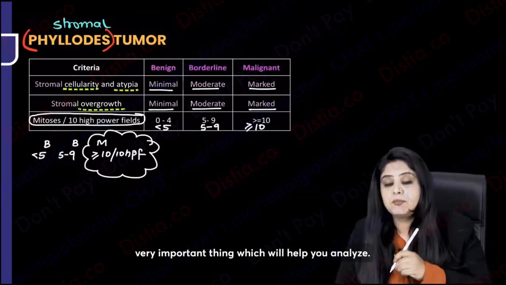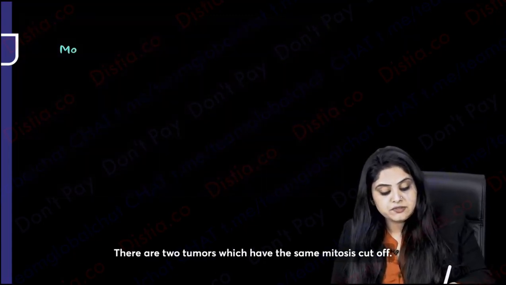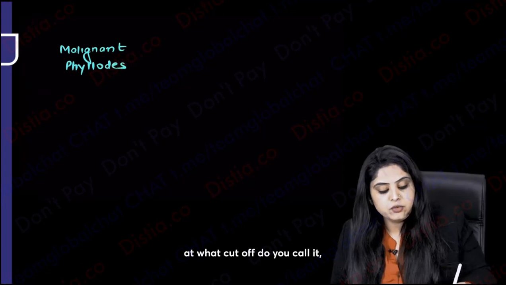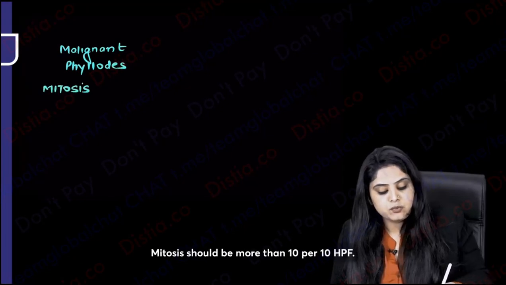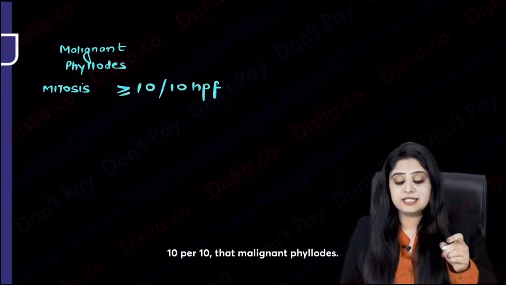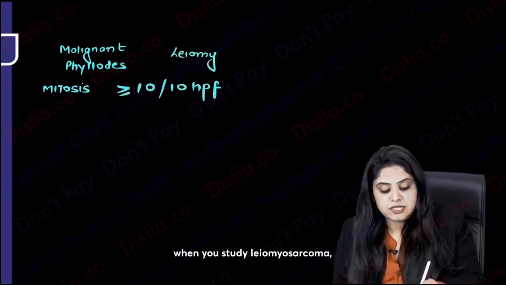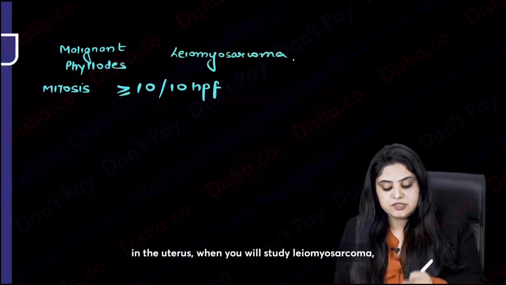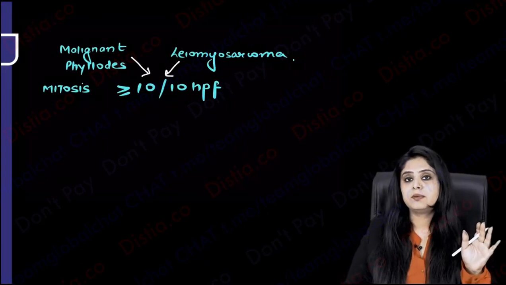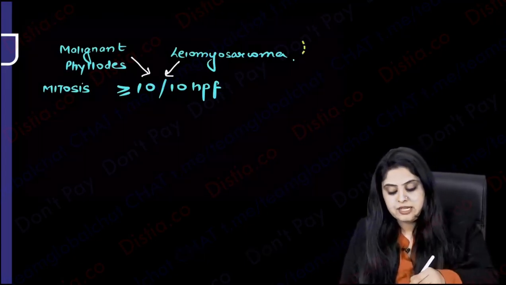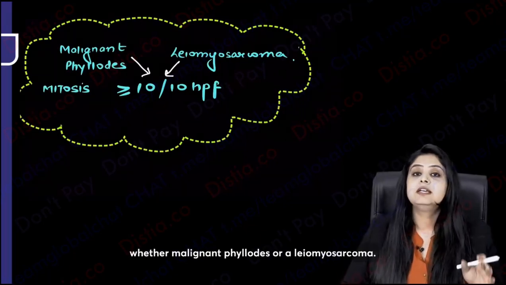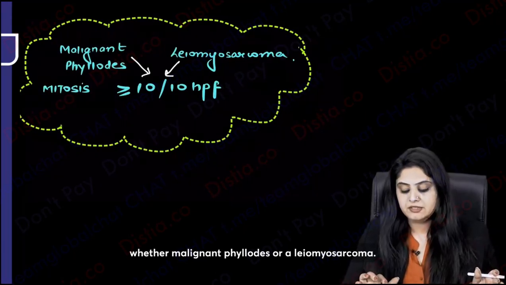Let me tell you, this will be a very important thing which will help you analyze. There are two tumors which have the same mitosis cutoff. If you are talking about malignant phyllodes, at what cutoff do you call it? Mitosis should be more than 10 per 10 high power field. Then I'll call it equal to or more than 10 per 10. That is malignant phyllodes. Do you know? In the uterus, when you study leiomyosarcoma, that also has the same cutoff of mitosis, 10 per 10 high power field. These are the only two mitotic related questions that they ask you in the paper. Mitosis cutoff related questions. The cutoff for both is 10 per 10 high power field, whether malignant phyllodes or a leiomyosarcoma.